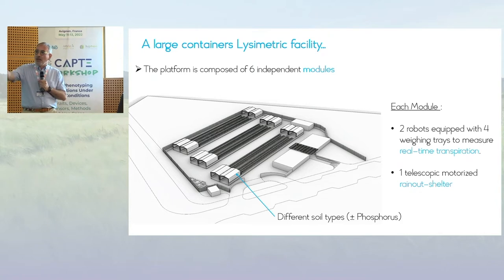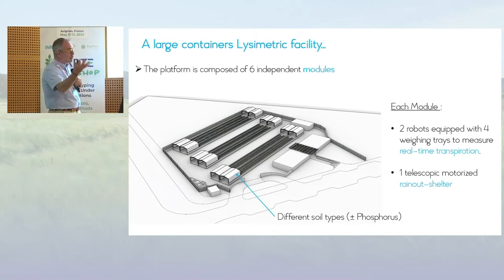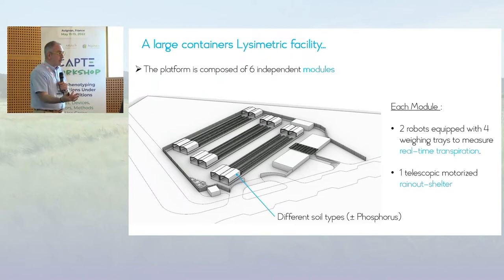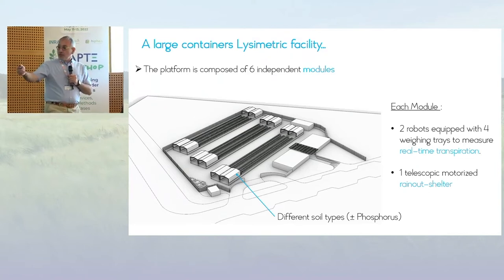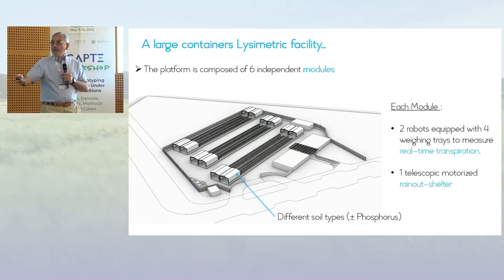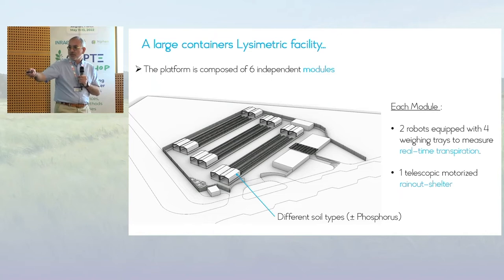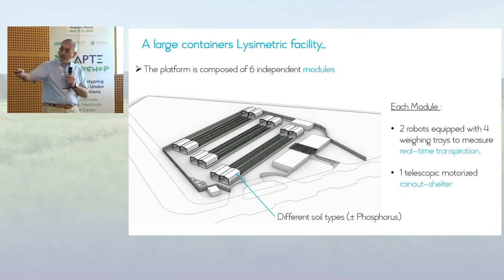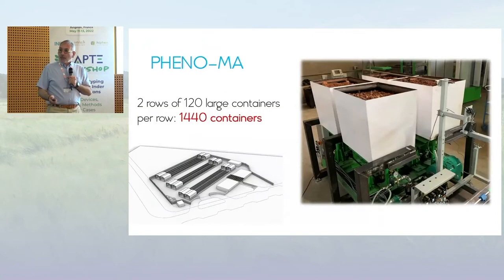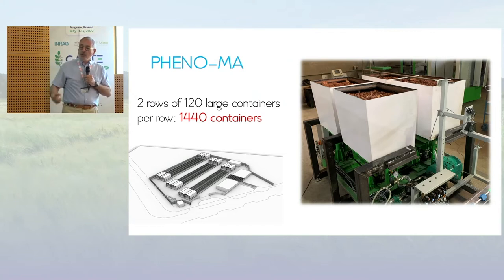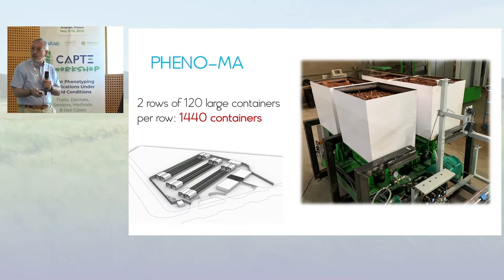Each module has 2 robots equipped with weighing tracks to measure transpiration at a pace of 30 minutes. It also has a rainout shelter, completely independent, and it is designed to harbor different types of soil. So we will have more or less a phosphorus-rich soil versus a phosphorus-deficient one. It has 2 rows of 120 large containers. The large containers look like these, which allows us to go for big evaluations, not in tubes. So in total, we have 1,440 containers.